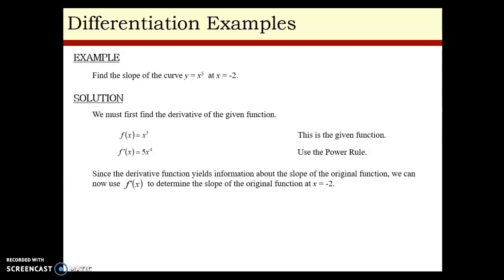Since the derivative function yields information about the slope, to determine the slope of the original function at x equals negative 2, go back up to here. We first put it in the derivative function and replace x with negative 2 wherever you see x. So we have 5 times negative 2 to the 4th power, so negative 2 times negative 2 times negative 2 times negative 2. So 5 times 16, you evaluate it as 80.